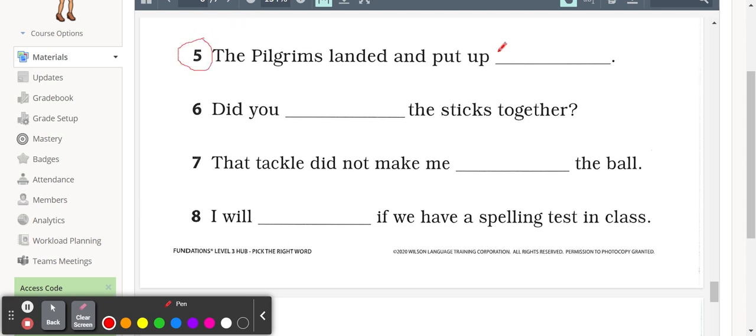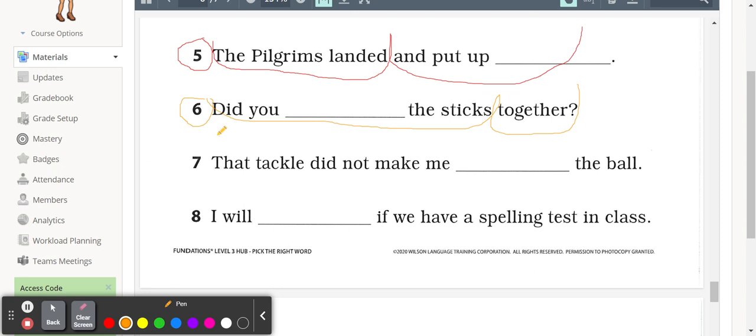I'll spell it: SETTLEMENT. That one has a suffix too. Okay, the pilgrims landed and put up a settlement. Good. Number 6. Did you blank the sticks together? If you put something together, you know that one. Bundle, right? So number 6, bun, BUN, dle, DLE. Did you bundle the sticks together?